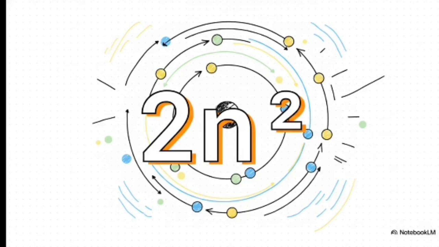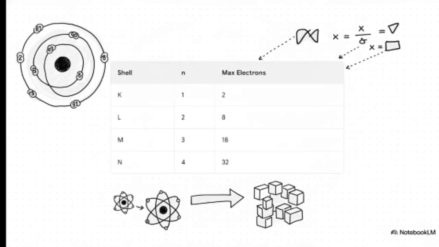This is literally the ultimate rule for figuring out the absolute maximum number of electrons you can cram into any given atomic shell. And the n here simply stands for the energy level as you move outward from the nucleus. Let's actually plug some numbers in and map this out.